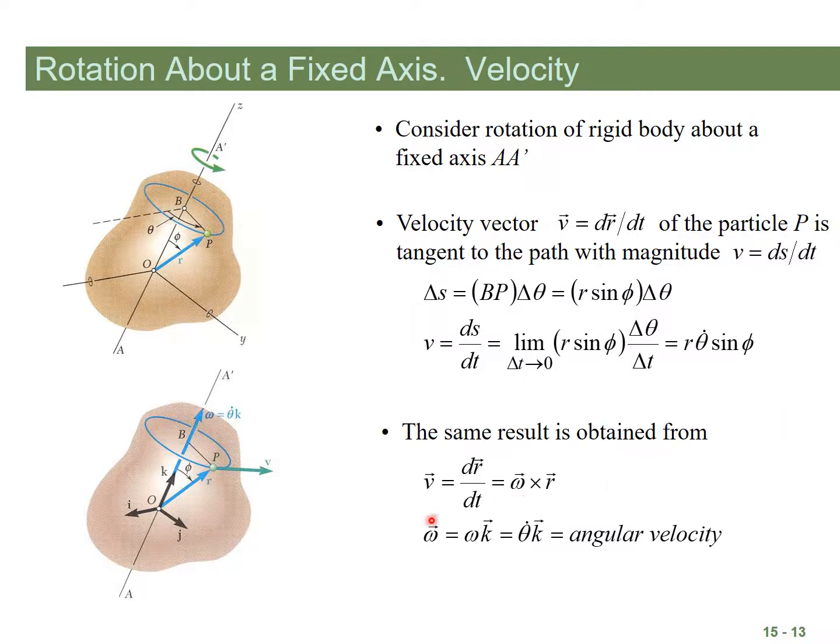Okay, here we have v equals omega cross r. So this is the new piece of it. Remember what cross products do. Cross products find the perpendicular distance between two vectors.